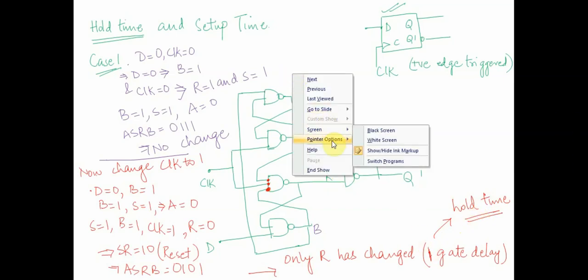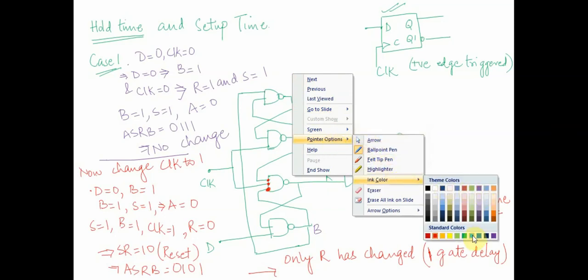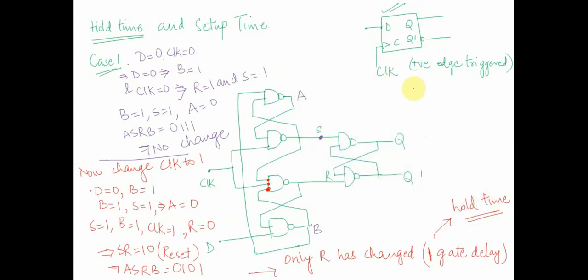Now let's move on to case 2. Inside case 2, let's say D is 1 and clock is 0. If clock is equal to 0, this implies R is equal to 1 and S is equal to 1. D equal to 1 and R equal to 1 would imply B equal to 0, and B equal to 0 would imply A is equal to 1. I hope this is clear.